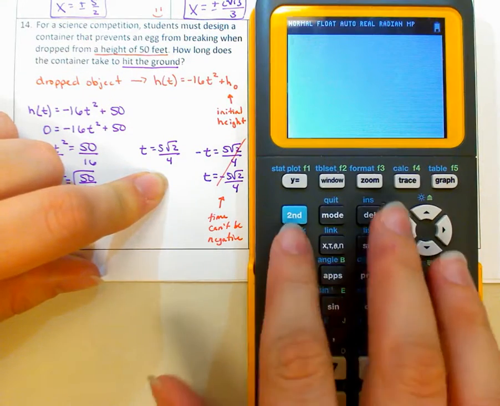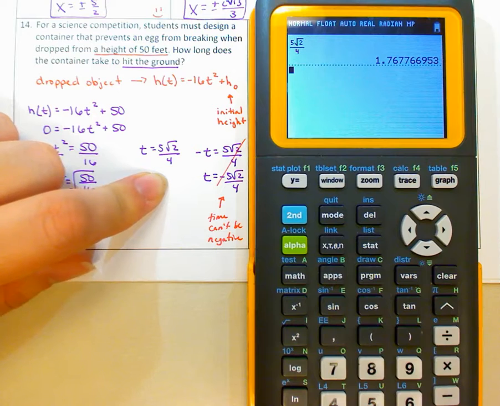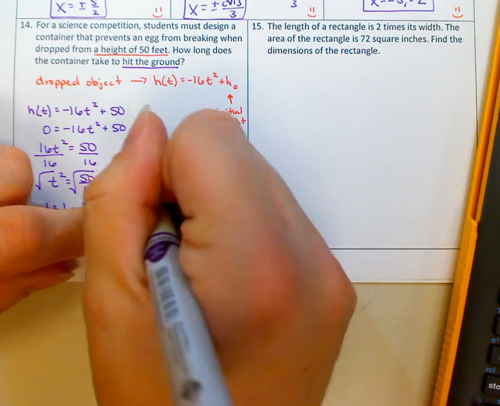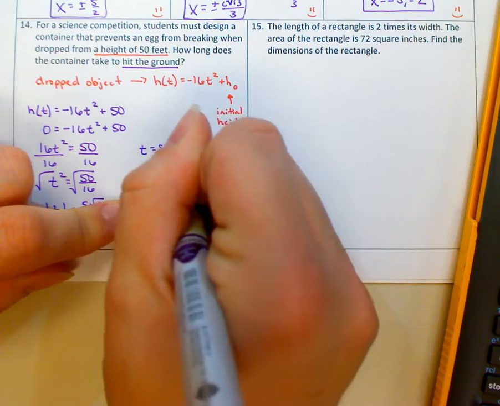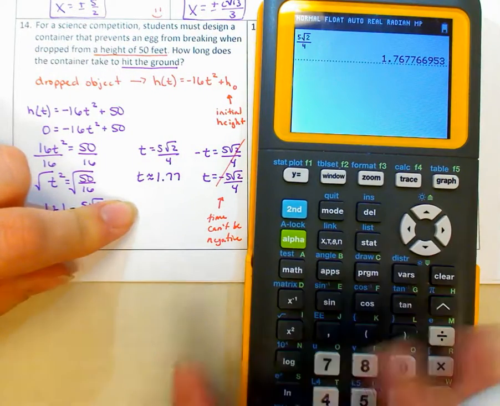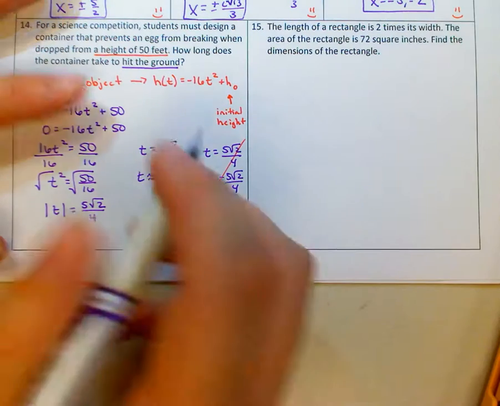But 5 square root of 2 over 4, well, that's useful. So 5, we're going to use the fraction key, 5 square root of 2 over 4. And that's about 1.77. We typically try to round to 2 decimal places when we can. So 1.77, because the 6 would round up due to the 7 afterwards. So how long until the container hits the ground? Well, in about 1.77 seconds.